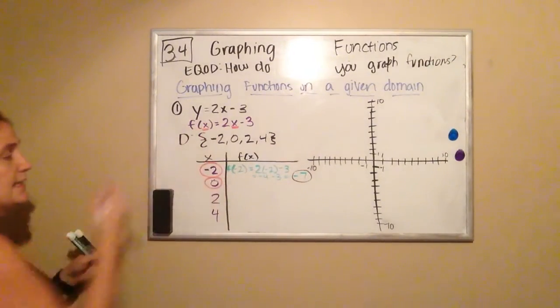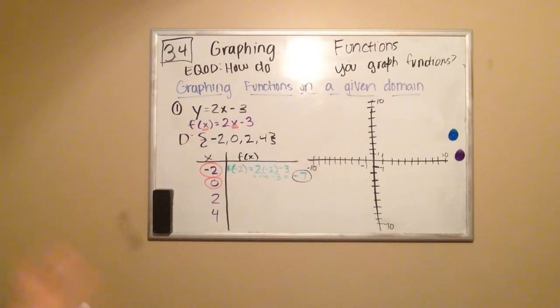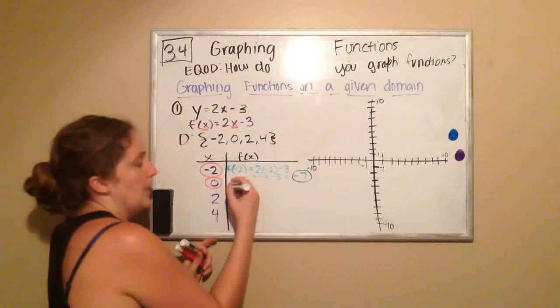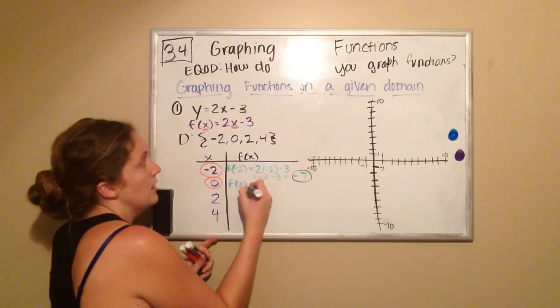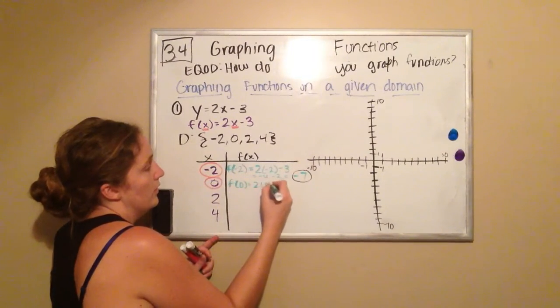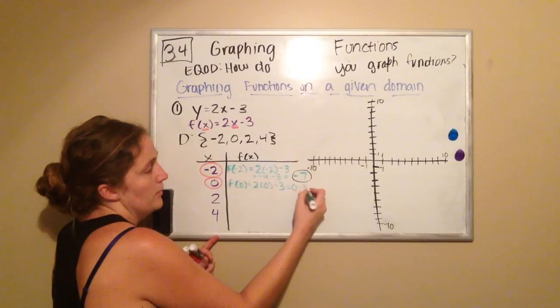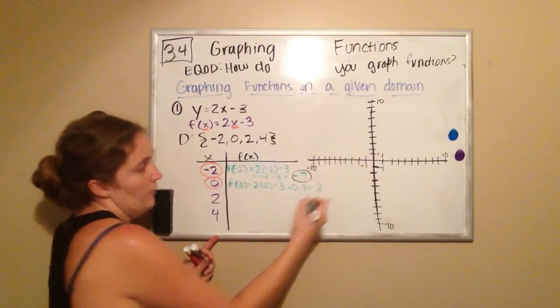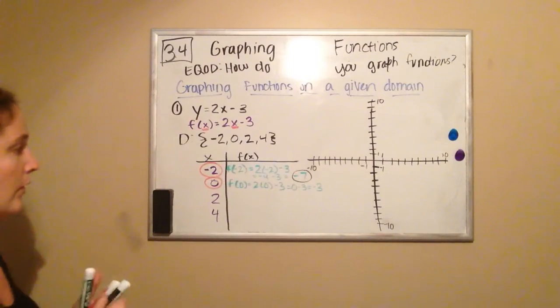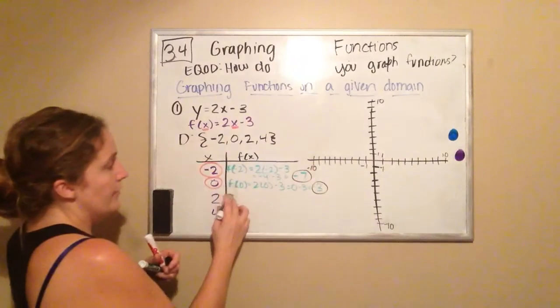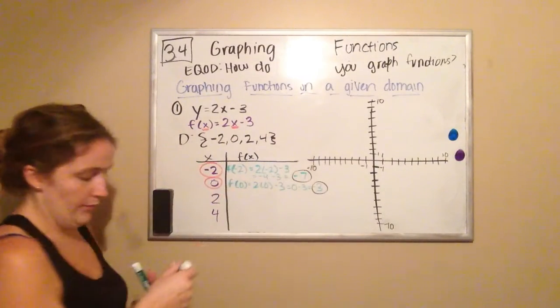For my next x, I have an x of 0. So we're going to use that exact same equation. That's our equation the whole time. And we're going to plug that 0 in for our x. So we get f of 0 is equal to 2 times 0 minus 3. 2 times 0 is 0 minus 3, which is just -3. So f of 0 is equal to -3.